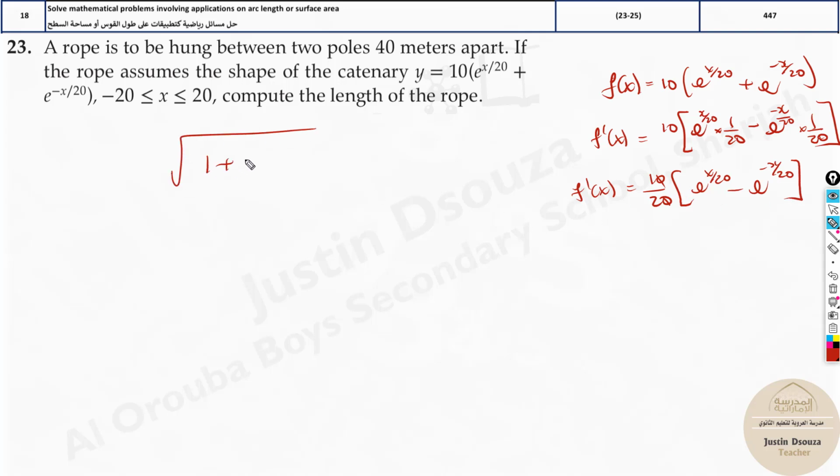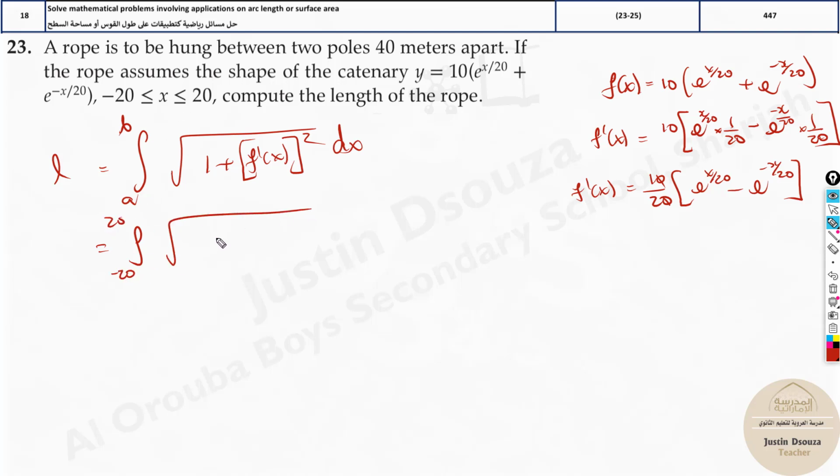It's square root of 1 plus the derivative, I'll just write the formula first, the whole square, dx, integral a to b. This is the arc length. And now what are the limits? It's from minus 20 to positive 20, square root of 1 plus half times e to the power x by 20 minus e to the power minus x by 20, the whole square dx. I hope this is clear.